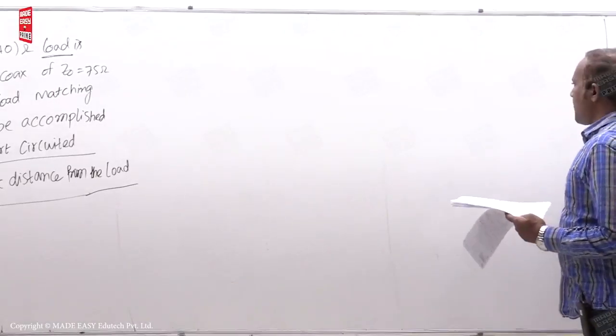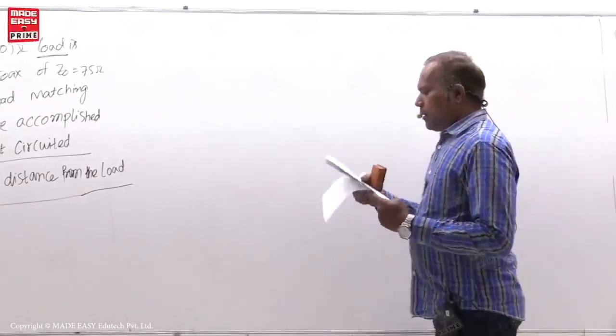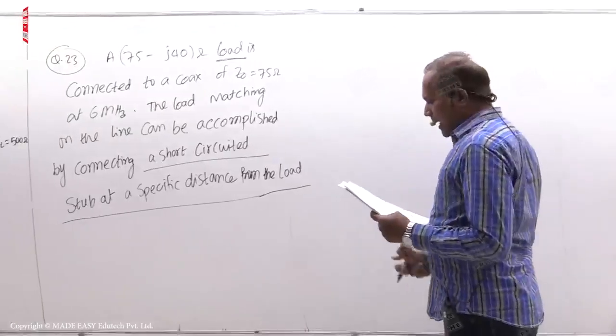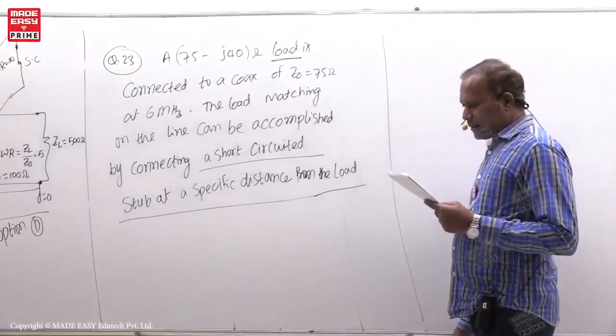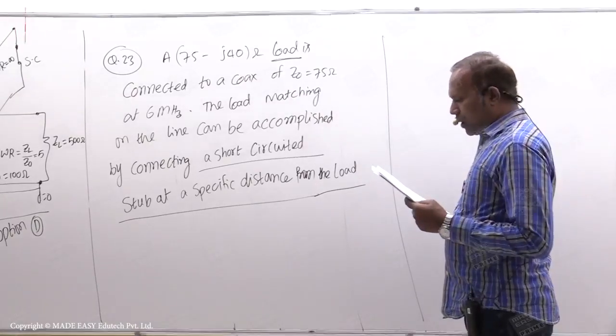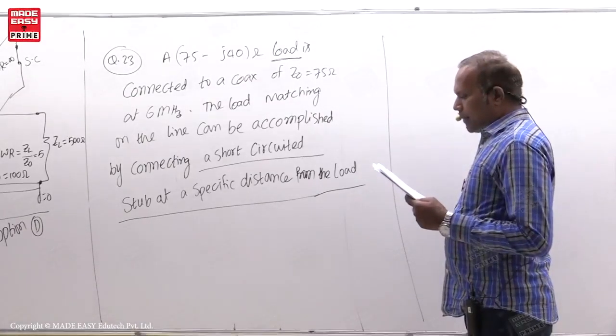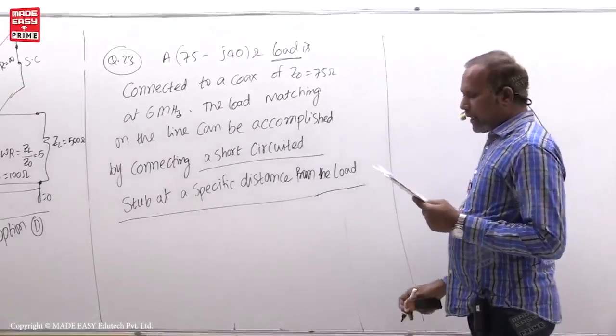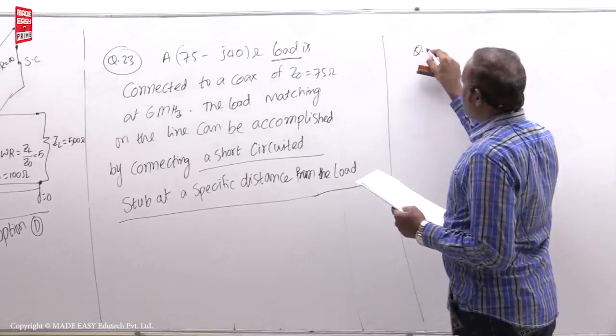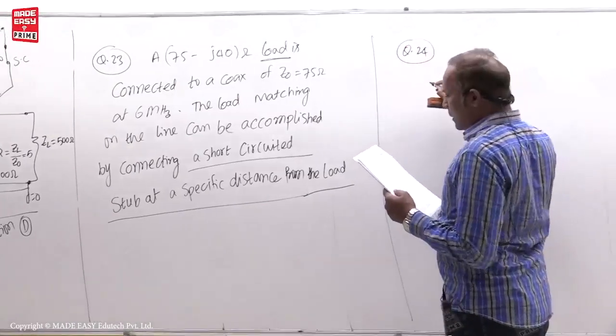Next. Which one of the following statements is correct? Short circuit stubs are preferred to open circuit stubs because open circuit stubs are liable to radiate energy. So that is the answer. I already told you in the statement.